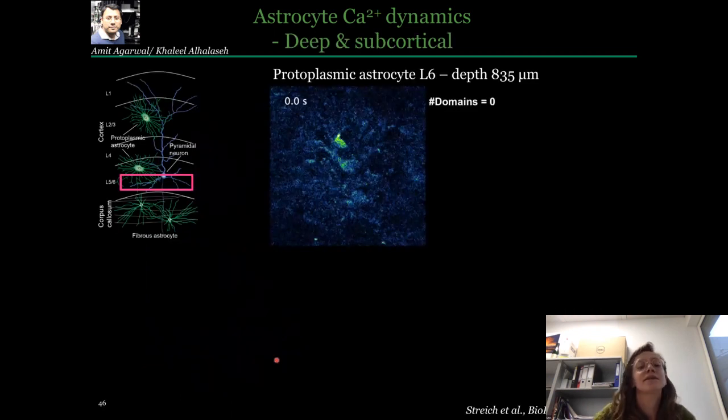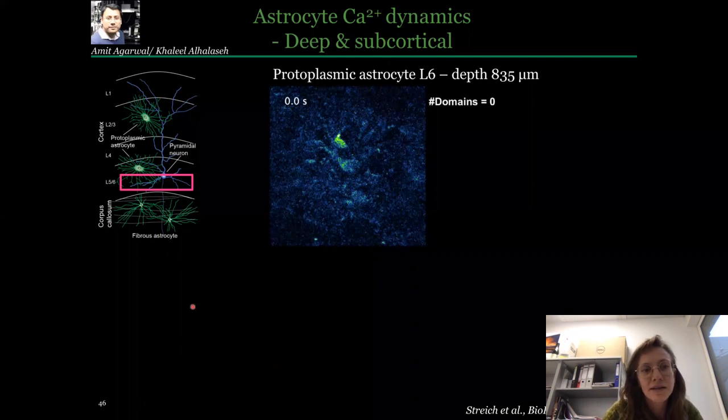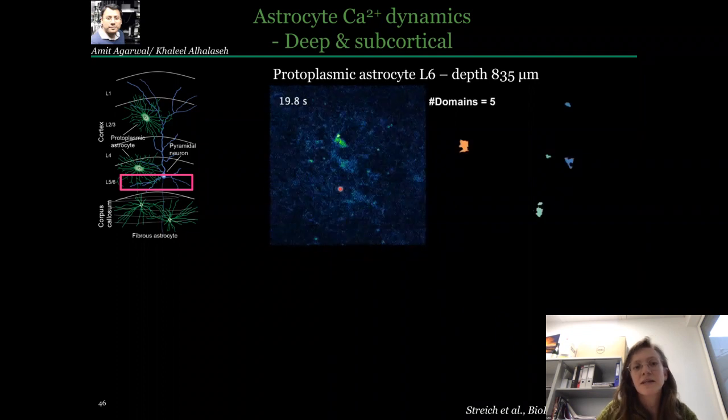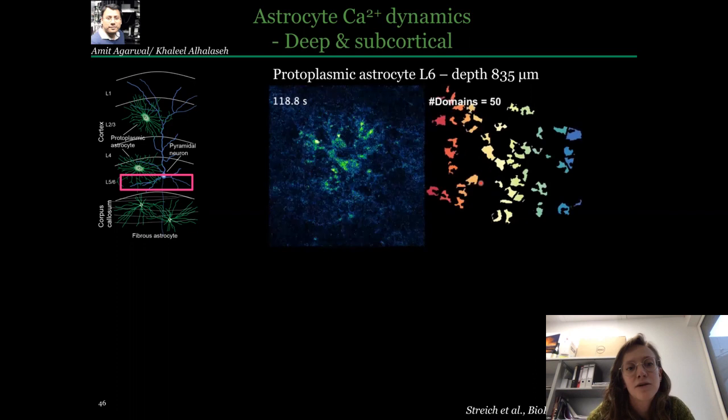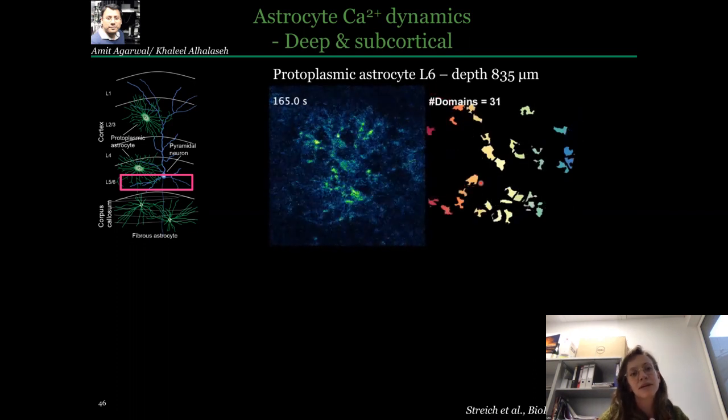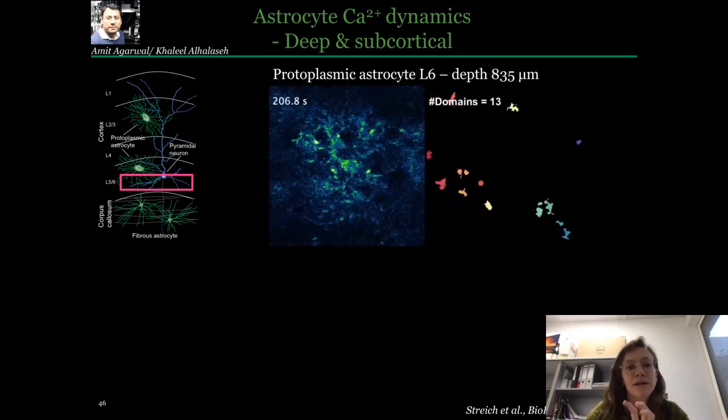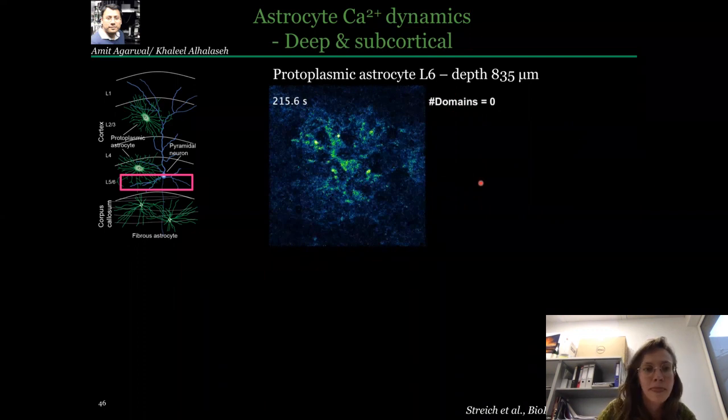And here you can see an example of a protoplasmic astrocyte acquired at layer 6 at around 800 micrometer depth. And here the astrocyte is labeled with GCaMP. And here on the right, you can see the microdomains, which we detect automatically. So you can really appreciate it at this step. We can clearly see this blinking of the astrocyte.